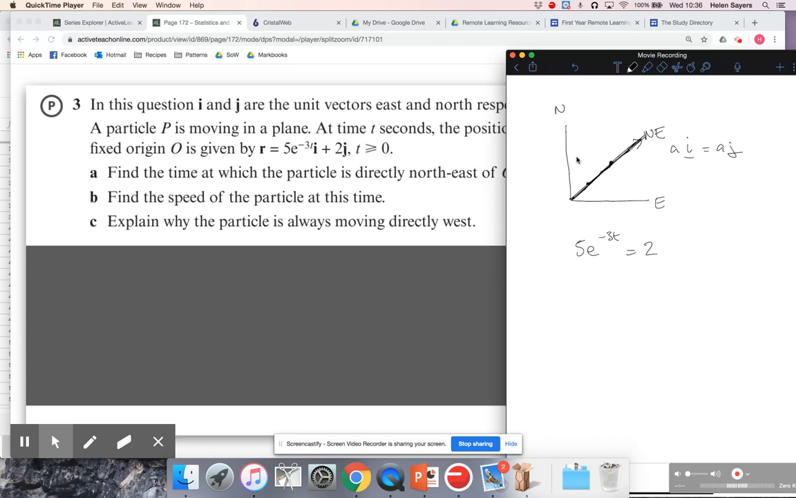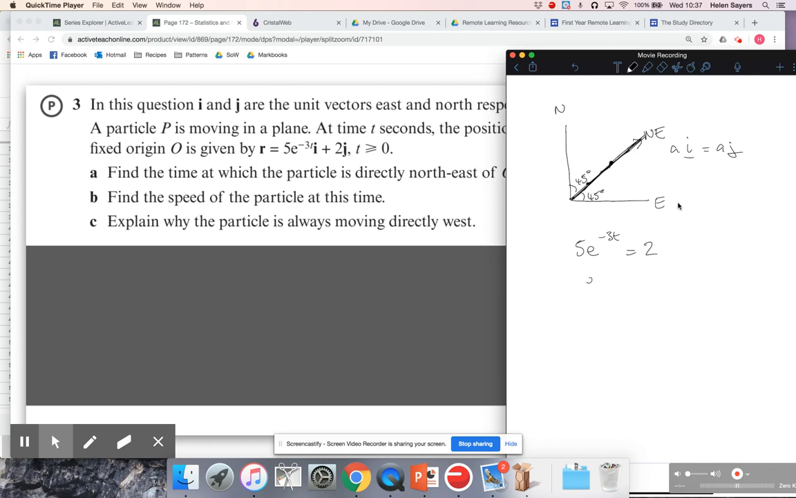Okay, so that's the interpretation of the question. That does come up quite a lot. So it's tricky to start with, but hopefully if you think carefully about what they're saying there. So they said, when is it northeast? So there's sort of what they're talking about there. So if it's northeast, so that's 45 degrees and that's 45 degrees. So that's basically the line y equals x. So it's when the coefficient of the i vector equals the coefficient of the j vector.